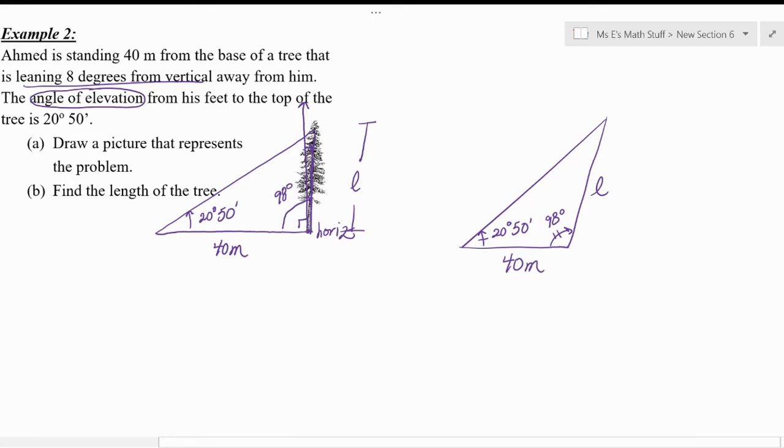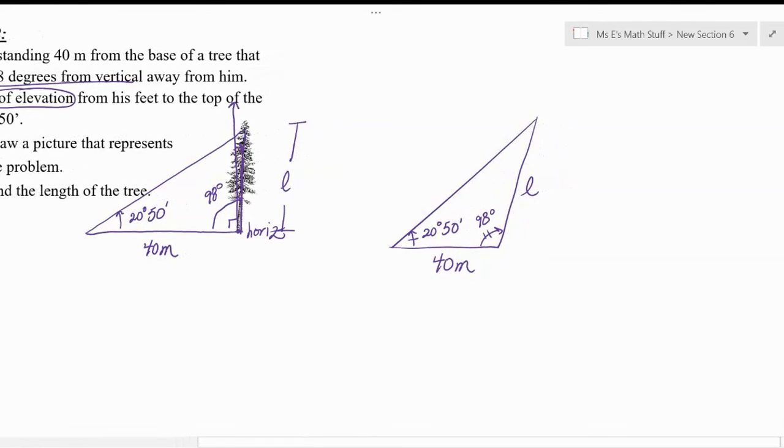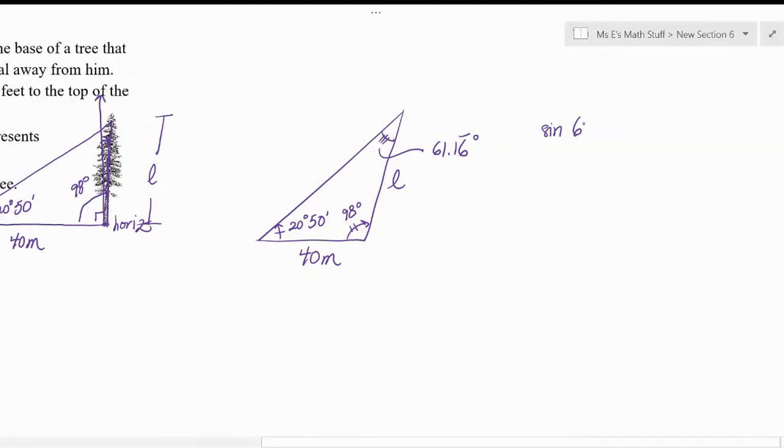So here you don't have a known angle measure and a known side length, or the opposite, to create a complete ratio. But you do have two angle measures in a triangle, so we can figure out this one here at the top just by taking the other two away from 180. And it looks like that angle right there would be 61.16 repeating degrees. Okay, so now we can get a complete ratio. So we'll do sine of 61.16 repeating degrees over 40.